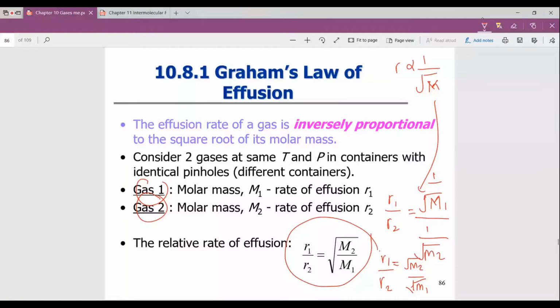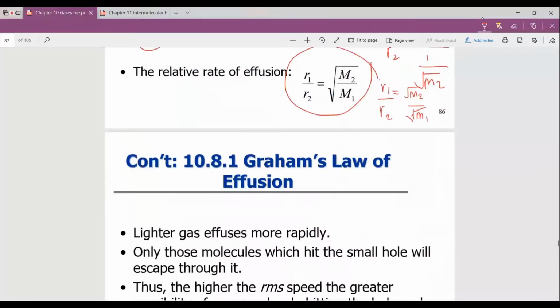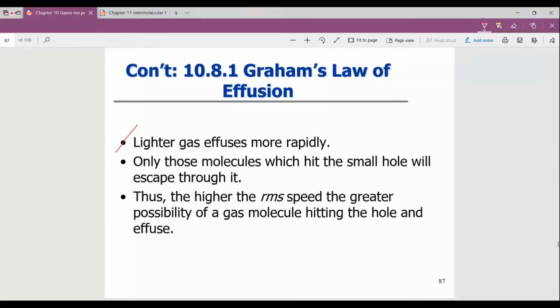Still effusion. Lighter gases diffuse more rapidly, which means they escape more rapidly compared to heavier gases. A lighter gas like helium will escape more quickly compared to, for example, O2, because O2 is heavier. Its molar mass is larger compared to He. So only those molecules which hit the small hole will escape through it.